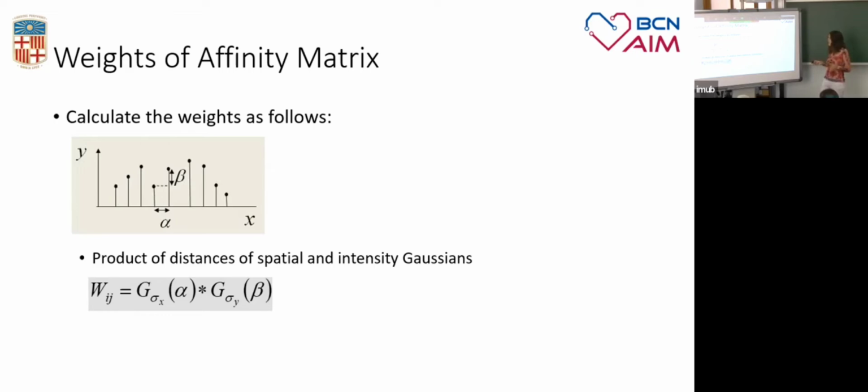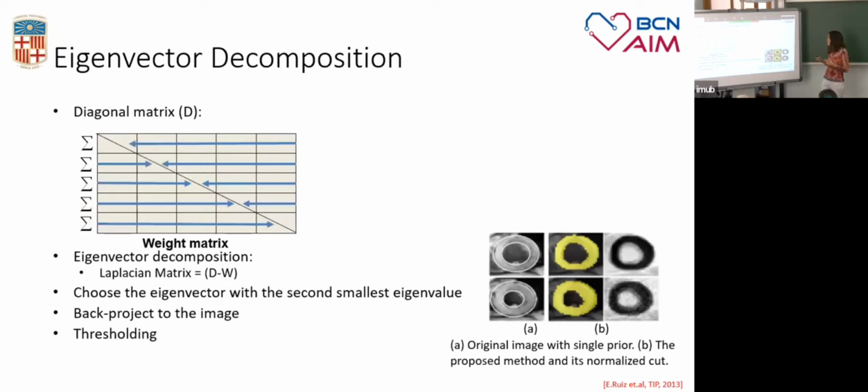In the paper, you will see it's the exponential of minus the norm of the differences between intensities from the current pixel to the new one, also multiplied by the spatial location. So then we have the diagonal matrix. As I said, you have one node here, node 0, and here you will have the similarities of the neighbors, right?